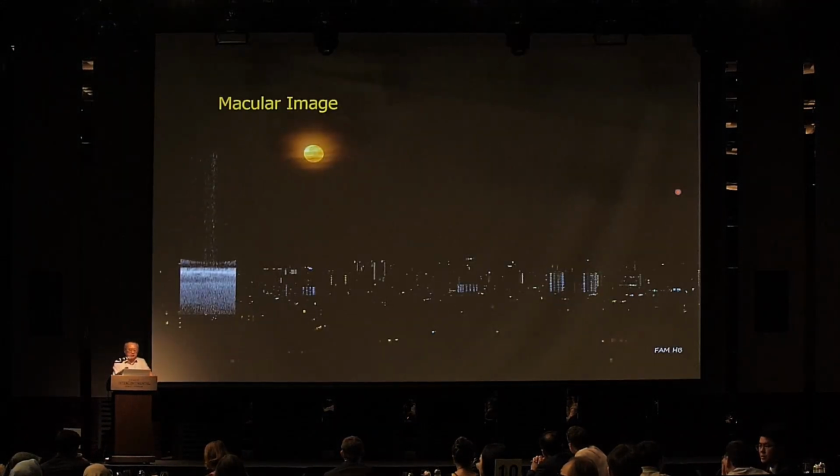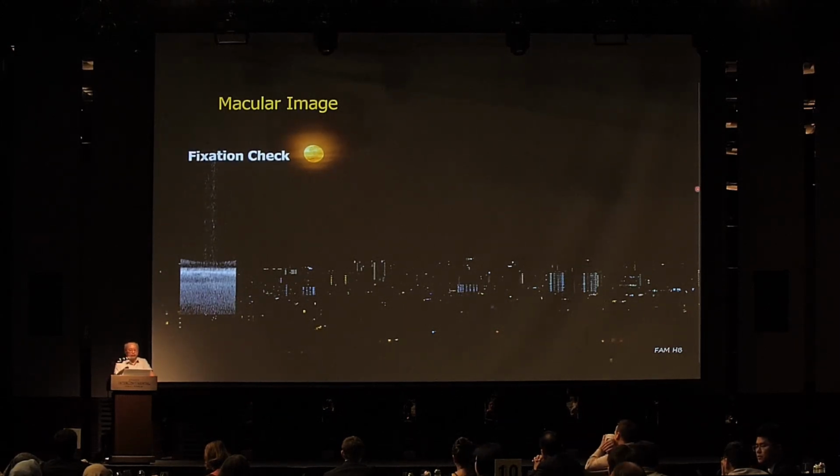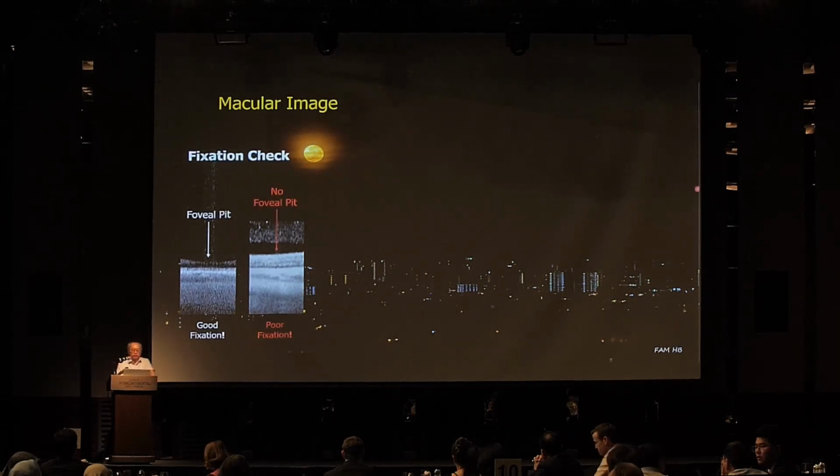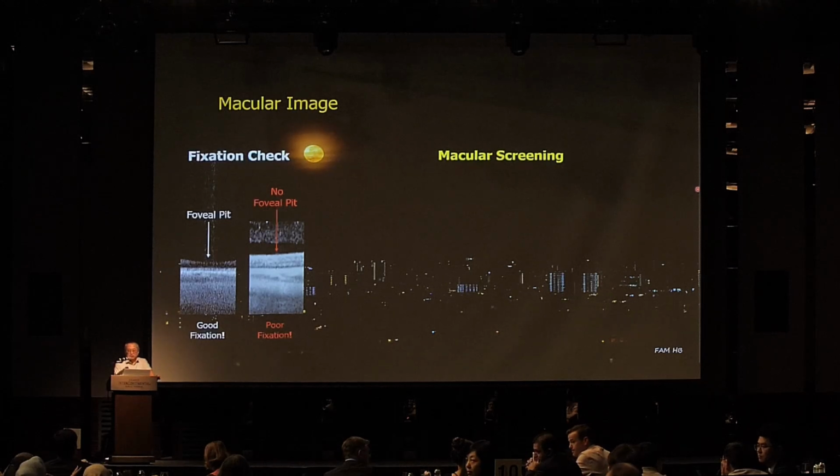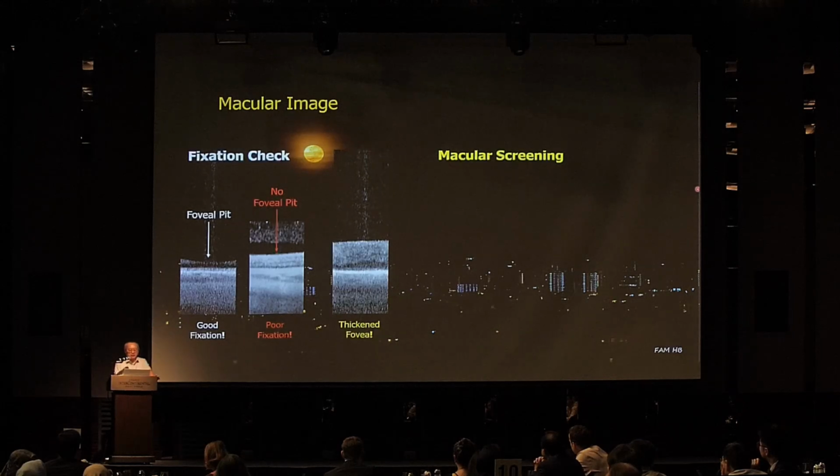What next is the macular screening. This is what we call good fixation. You have the fovea peak. Alright, and this is no fovea peak. Is it poor fixation? I use it to screen the macula. In fact, sometimes I don't even do retinal OCT anymore. In the past, I routinely did it because I have a lot of premium IOLs in my practice. But for example, this one is a thickened fovea. This is from the IOLMaster, not retinal OCT.